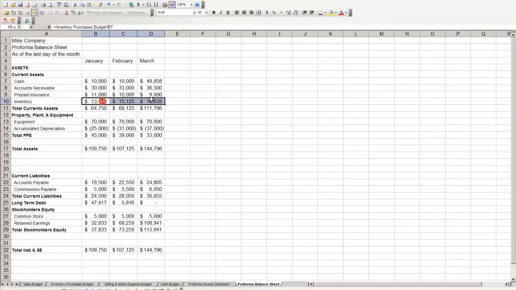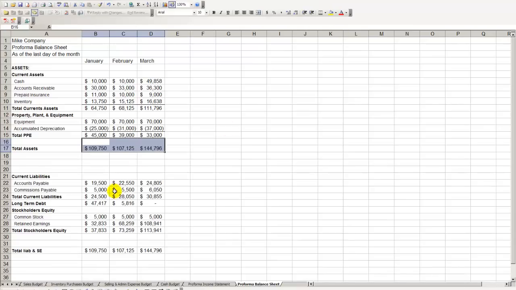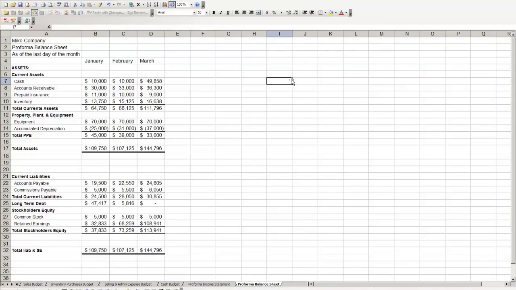Make this pretty by adding some underlines to indicate where subtotals and totals are made. Same thing with, and lo and behold, we have our balance sheet done.